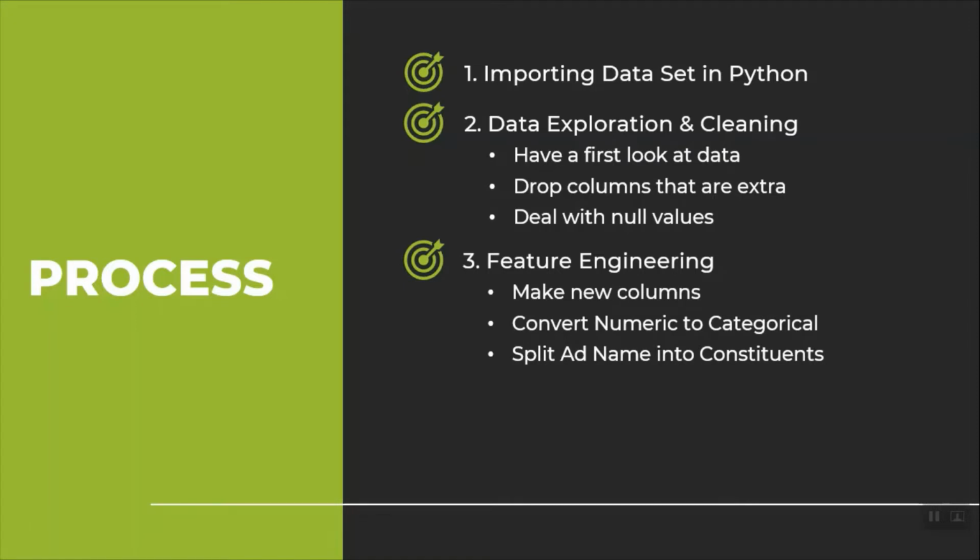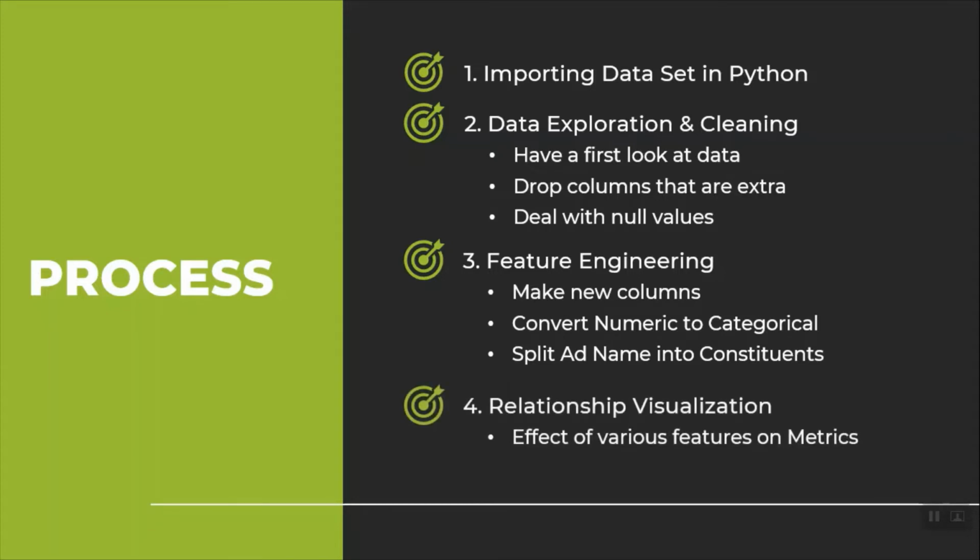Basically, make new columns, convert numerical to categorical if required, and split the ad name into constituents. If you remember, we had kept the ad name as ad format hyphen ad headline. So we will split that column into two new columns. After feature engineering is done, we'll get a clean database. Then we'll do a relationship visualization on that.